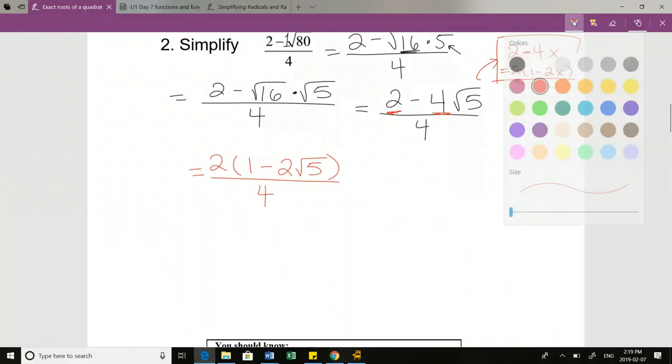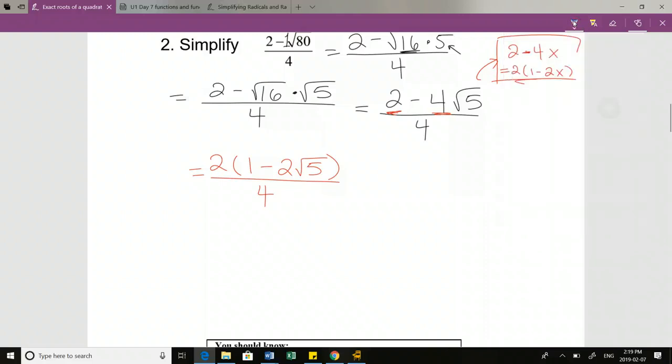And then, now that I have multiplication happening, this is when we get to cancel. Okay, so now that I have multiplication happening here, I've taken the 2 out of both terms. I can actually reduce that with the 4 on the bottom. So I'm actually left with 1 minus 2 root 5 all over 2.